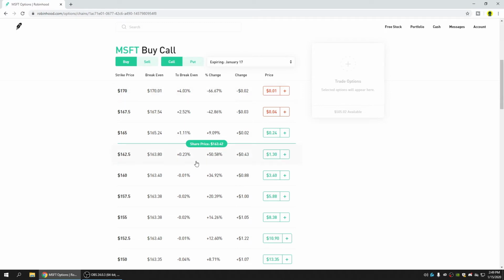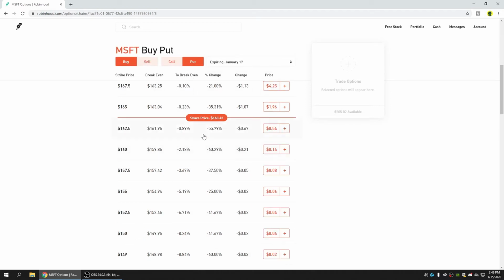So all in the money means on options contracts is, if it's a call, your share needs to end at a higher price than the options contract strike price you bought it for. And if it's a put, it needs to end lower than the strike price you bought it for. So say we bought this 160 put, Microsoft would have to move all the way down to 160 in order for us to make money by expiration.